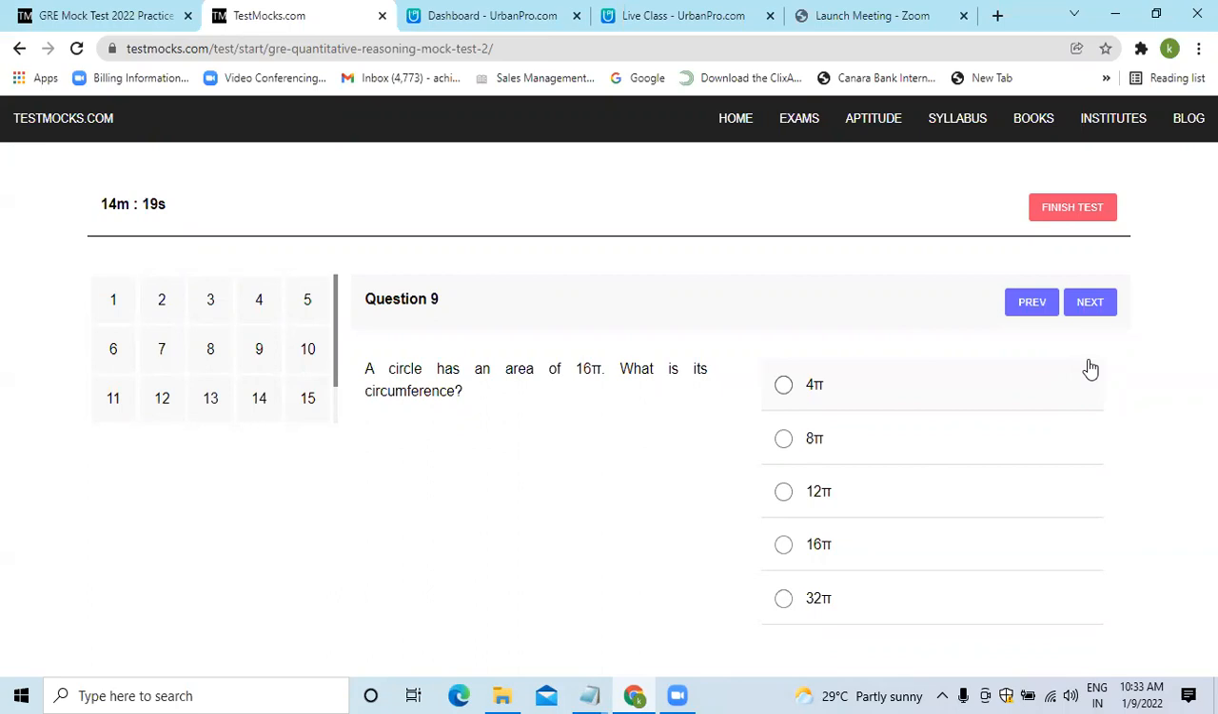8 pi, sir. That's what I got. 8 pi. Okay, let's just check it out. So let's mark it as 8 pi. Only then you can see the answers. Okay, let me mark it. Let me go to the next one.